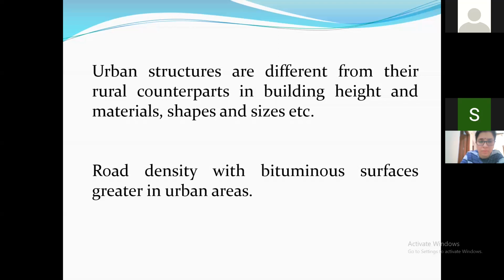the materials that constitute these buildings would also have very different physical properties in terms of shapes, sizes, and the material itself. They may have different heat capacities. And then within the urban area, we notice that the road surface density is very high. That is, how many square meters of the area is covered with roads out of the total. That value is much higher in urban areas, and generally the roads are bituminous surfaces which are grayish black. So these also have a bearing on the urban climate, which I'll discuss in a little while.